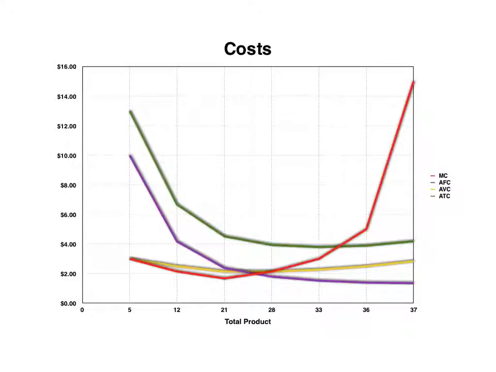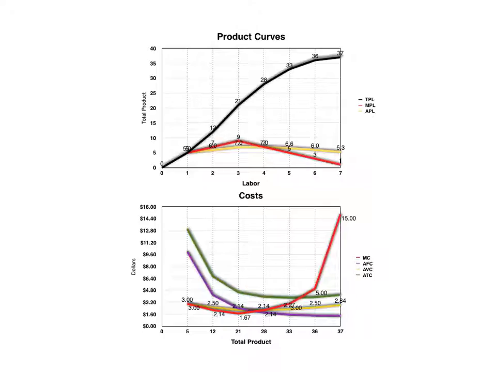Now, how does this relate to the marginal productivity of labor? Well, we have the marginal product on the top, and we see that when the marginal product of labor is at its peak, marginal cost is at its minimum. And when the average product of labor is at its peak, the average variable cost is at its minimum. And the reason for that is, as you hire each worker, the costs stay the same. It costs me $10 per worker, but output increases at an increasing rate. Therefore, the marginal cost is falling at first.